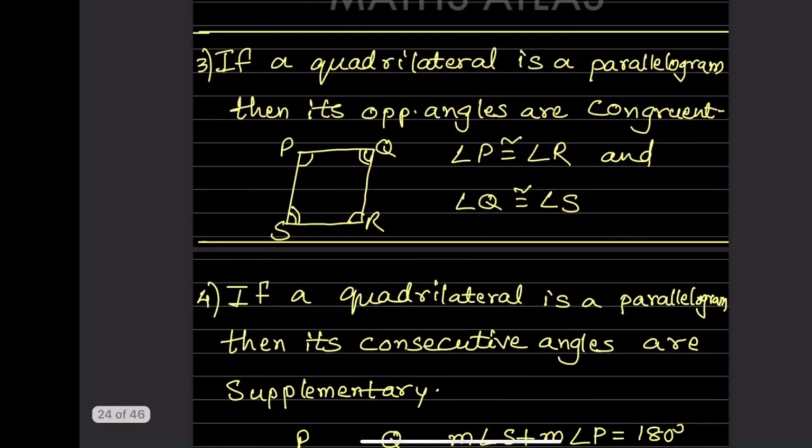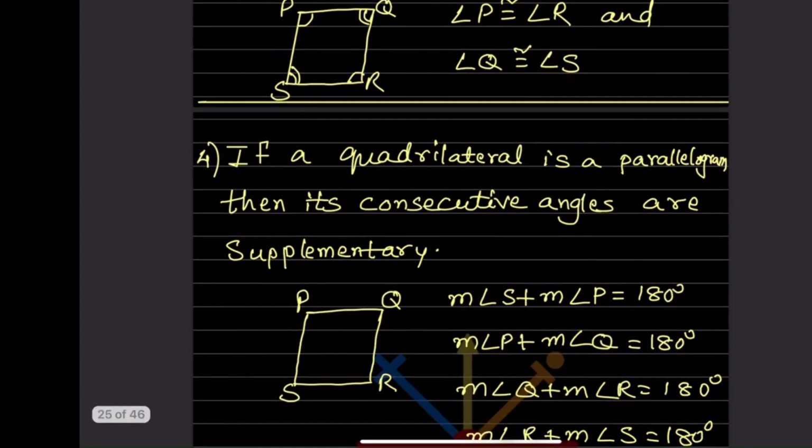And then again, if a quadrilateral is a parallelogram, then opposite angles are congruent. So this angle P will be equal to this one, and this S will be equal to Q. So we can say angle P is congruent to angle R and angle Q is congruent to angle S.